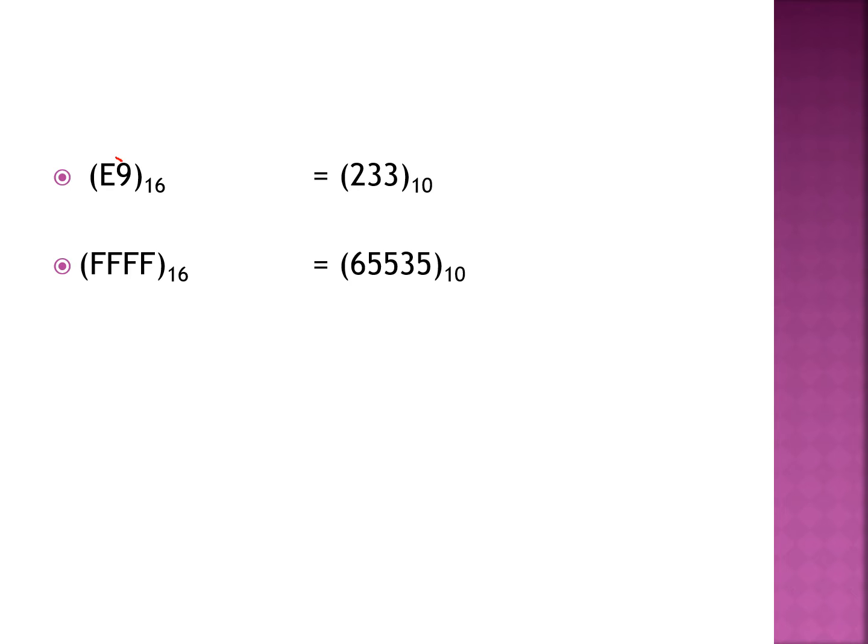So this is your hexadecimal number, and there is a conversion for the decimal number. Similarly, this FFFF will be converted to a decimal number, which is equivalent to 65,535. So I can solve one problem for you. If you take E9, so I can write here E9, this is in hexadecimal.